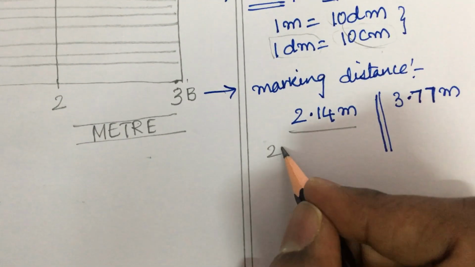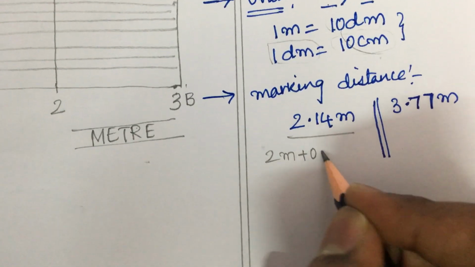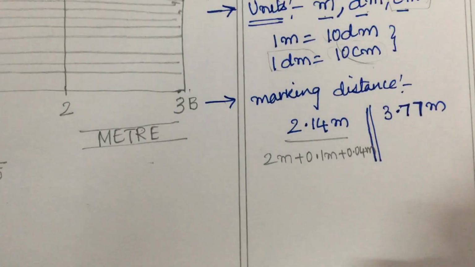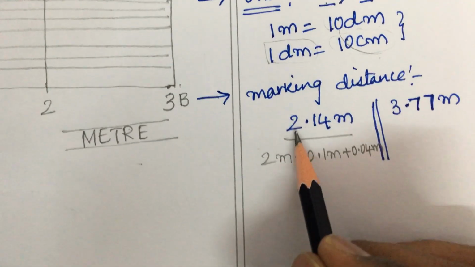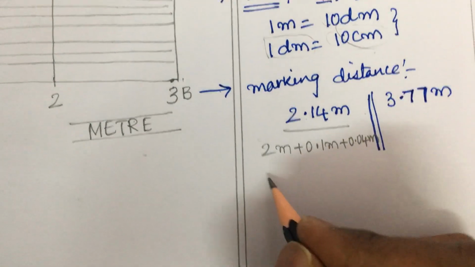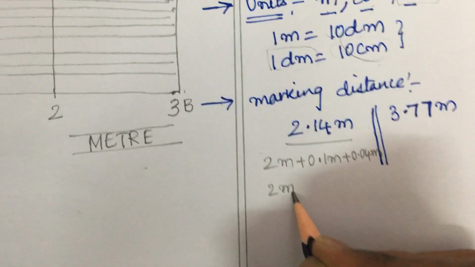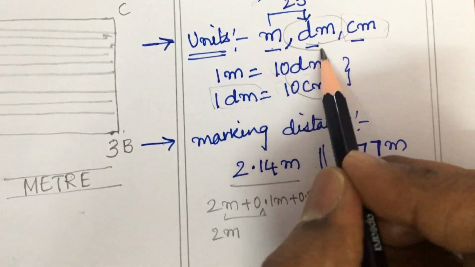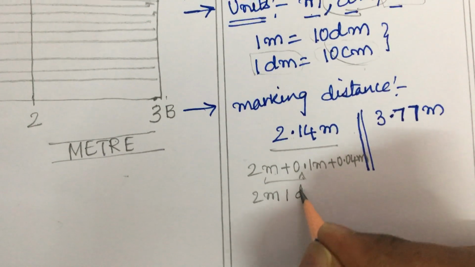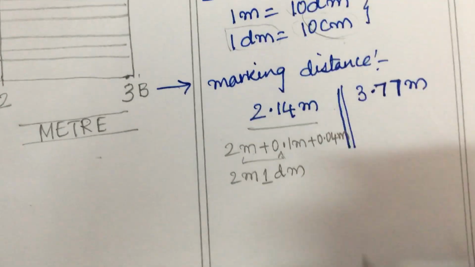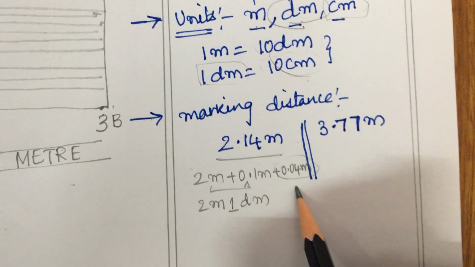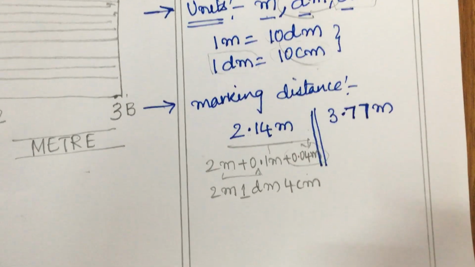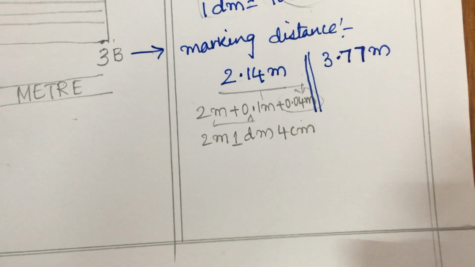2.14 meter can be written as 2 meter plus 0.1 meter plus 0.04 meter. I hope you know, if you sum up all this, that gives you 2.14 meter again. So, I can write 2 meter as it is. I know the consecutive successive unit for 0.1 meter is nothing but 1 decimeter, and 0.04 meter is nothing but the consecutive unit, that is 4 centimeter, dear students.